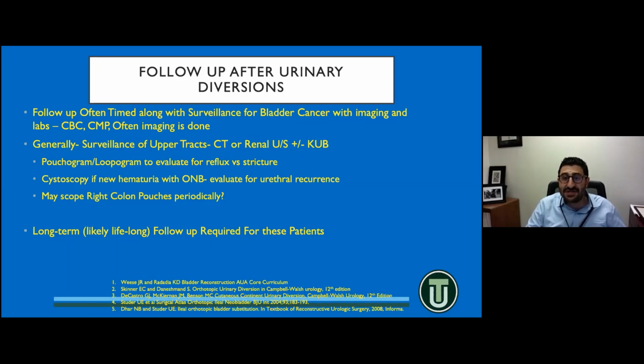Oftentimes, they'll get imaging if this is a bladder cancer patient. You want to surveil their upper tracts with CT or renal ultrasounds, pouchogram or loopogram if you're assessing for reflux or stricture. If they have new hematuria with an orthotopic neobladder, it's important to do a cystoscopy to make sure there's no urethral recurrence. And these patients need lifelong follow-up.